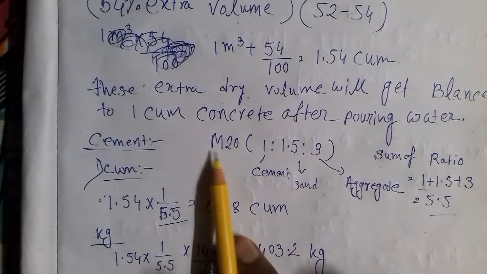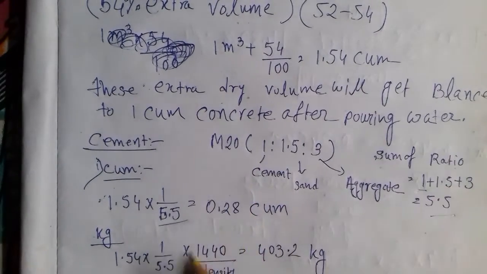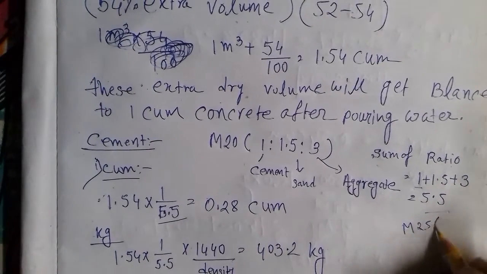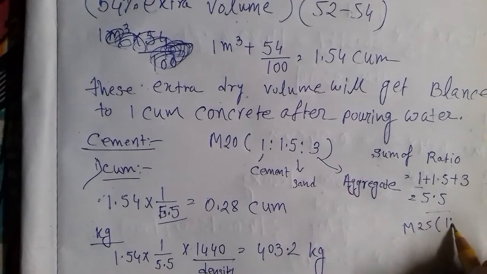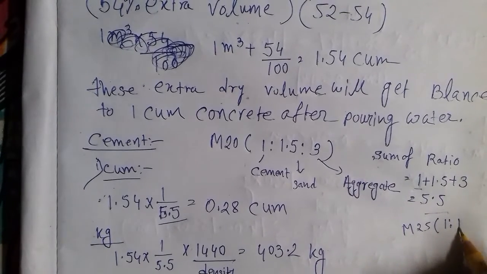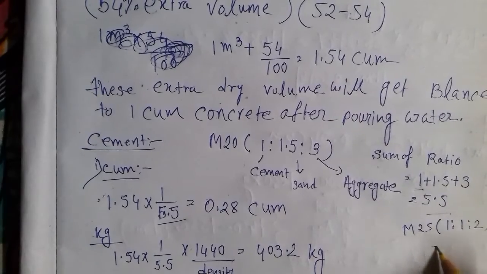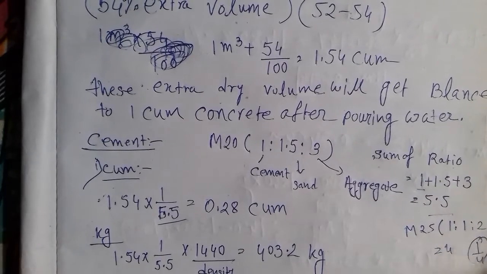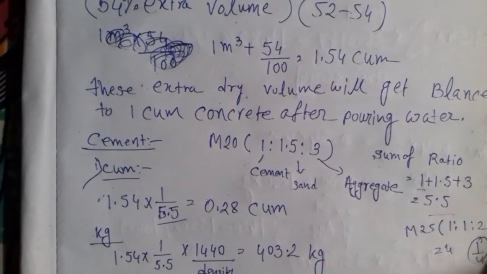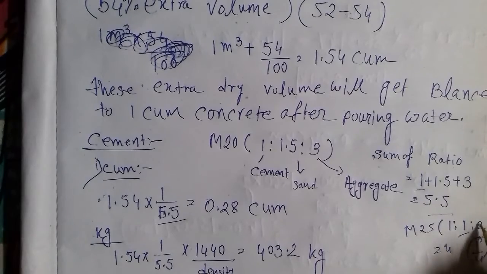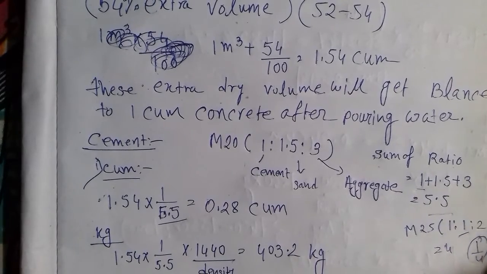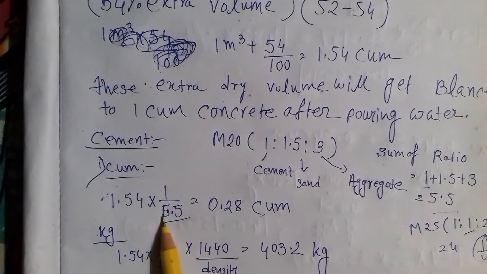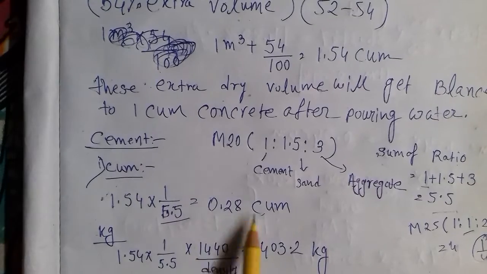Suppose anyone gives you M25, so M25 means what? M25 means 1:1:2, so the sum is 4, so 1/4. When we calculate the value of cement, 1/4, when we calculate the value of sand, 1/4, and when we calculate the value of aggregate, 2/4. So here we calculate the value of cement, 1.54 times 1 by 5.5, so 0.28 cubic meter.